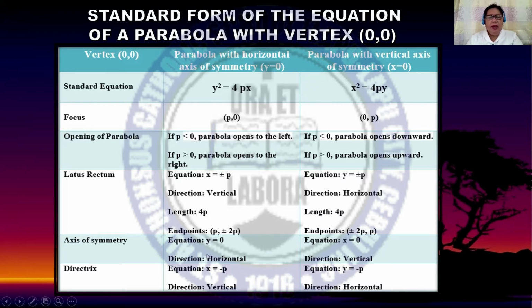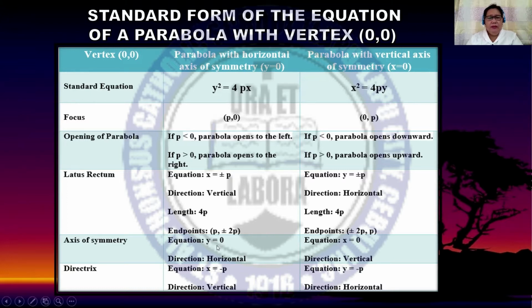The equation of the axis of symmetry for the horizontal parabola is y = 0, or the x-axis. For the equation of the axis of symmetry of the vertical parabola, we have x = 0, or the y-axis.